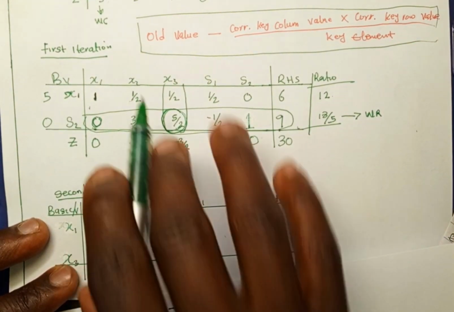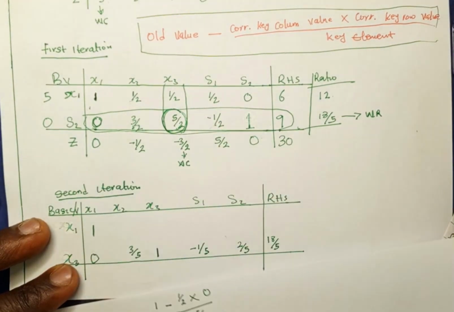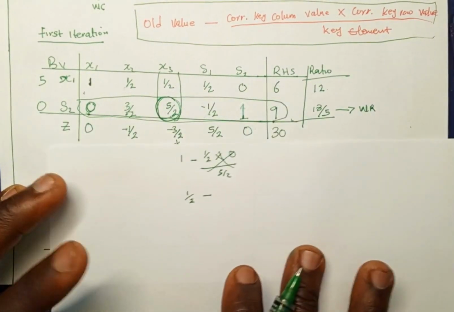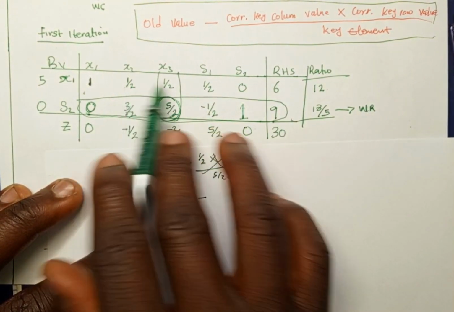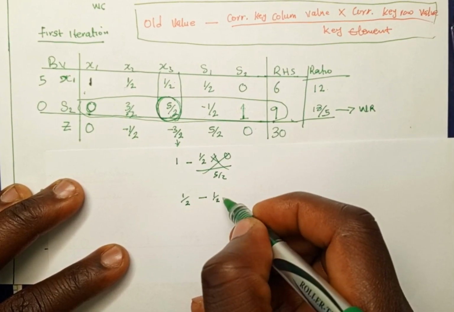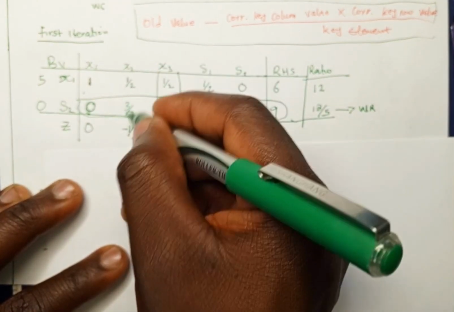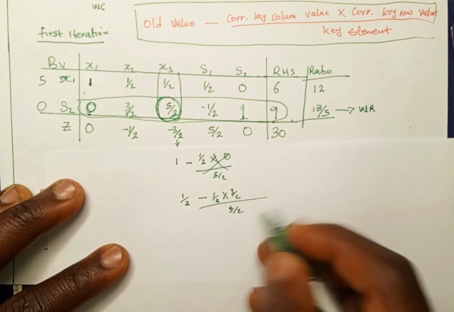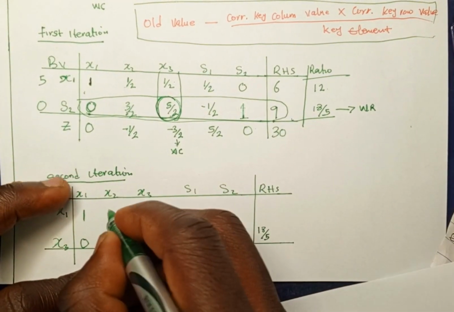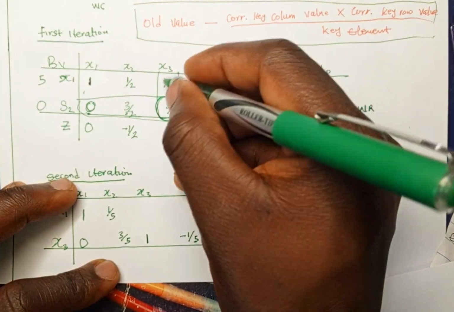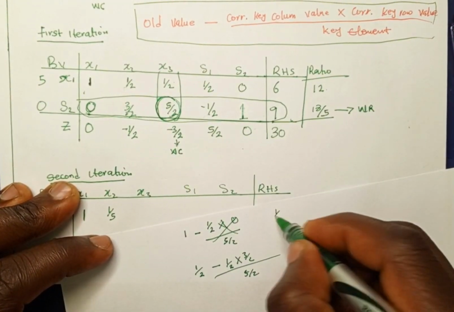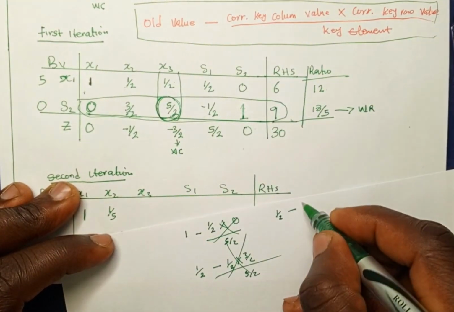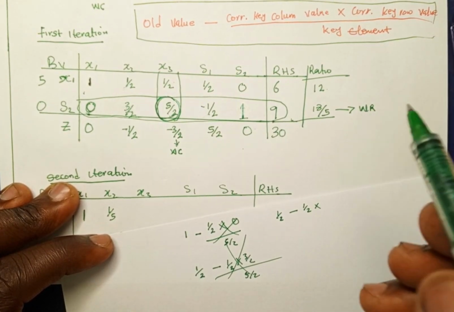The next thing is X2. What is the old element of X2? 1/2. So the old element is 1/2 minus the corresponding key column value of 1/2, multiplied by the corresponding key row value, which is 3/2, divided by the key element 5/2. When you perform this operation, we get 1/5. The next is X3. What is X3 here? It is 1/2, then minus the corresponding key column value, still 1/2, multiplied by the corresponding key row value.